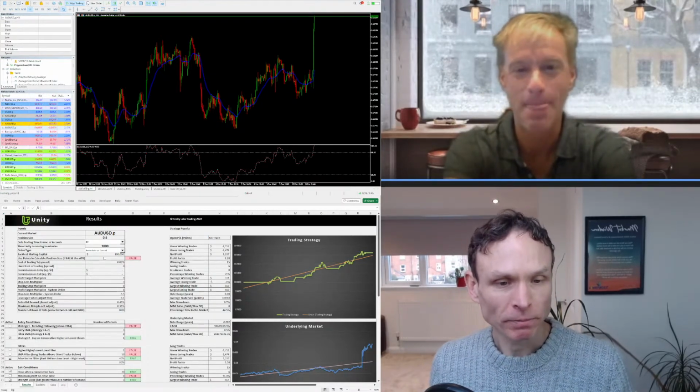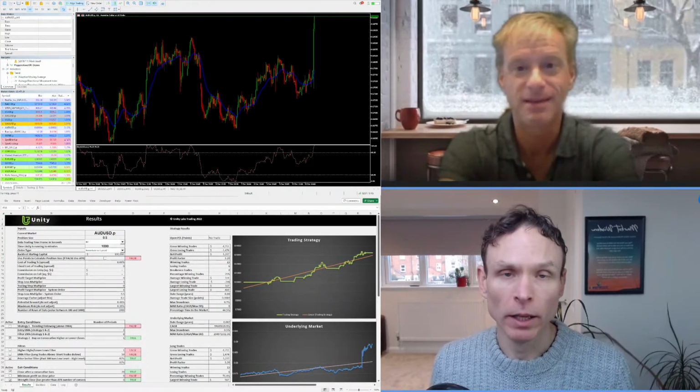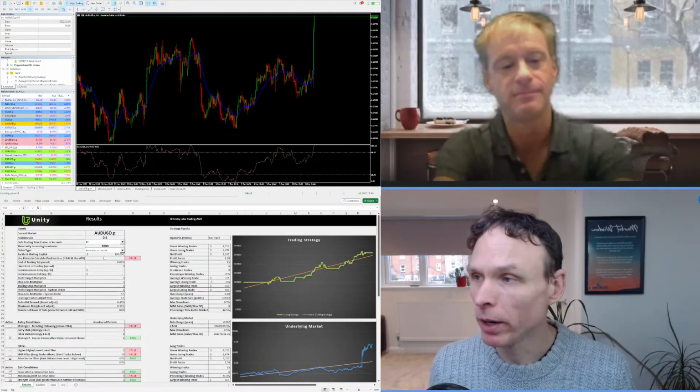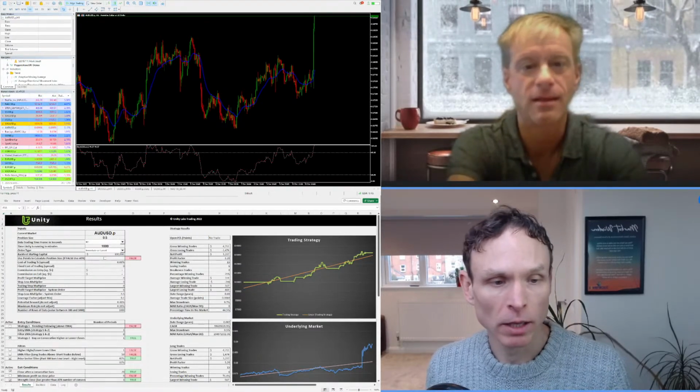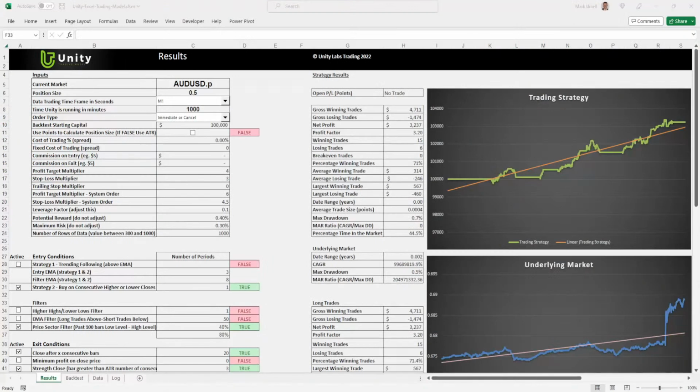So once again, we're looking at the live trading this morning. The reason we're able to talk is that we are using the Excel trading model, the Unity Excel trading model. You can see it here highlighted on the screen. It's an Excel-based system for developing strategies, backtesting and trading live in the financial markets, which is what we're doing today. We're doing a demonstration today.